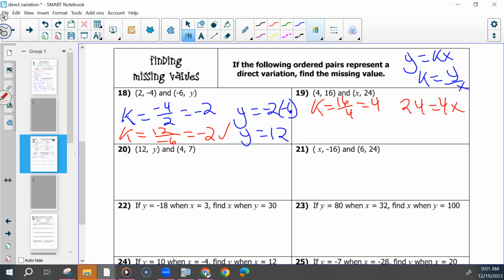How would I solve for x? Divide it. So that x equals 6. Again, if I wanted to check this, I could take my y value and my x value and divide them. And if it's the same, then I know I did that right.